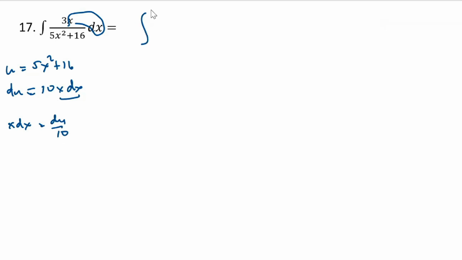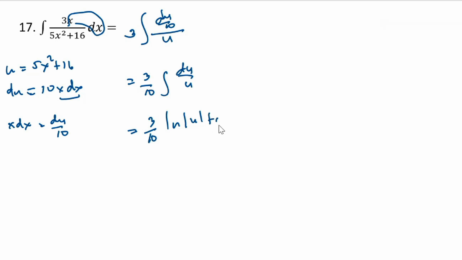By rewriting the given, I will write first 3 as a constant multiplier, and then x dx stands for du over 10, all over u. So therefore, 3 times 1 over 10 becomes 3 over 10, times the integral of du over u. Now, we have 3 over 10 times ln of the absolute value of u plus a constant. Rewriting the meaning of u, we have 3 over 10 ln of the absolute value of 5x squared plus 16 plus a constant.